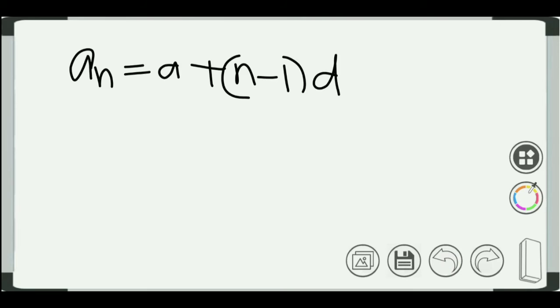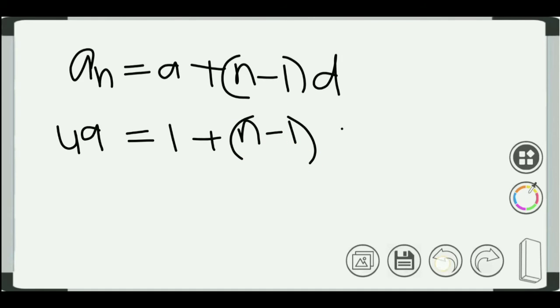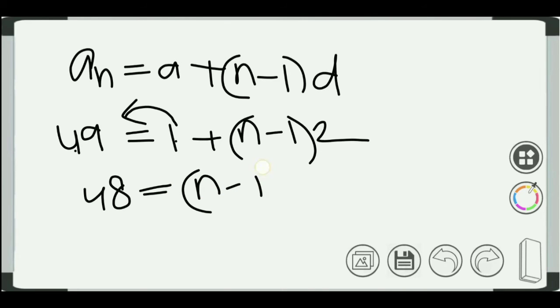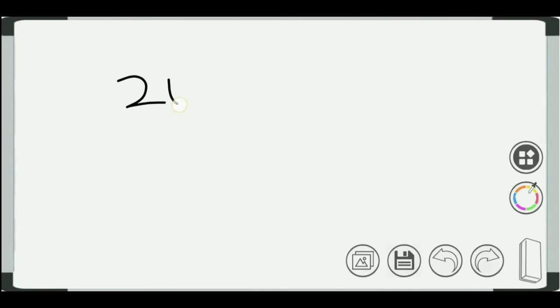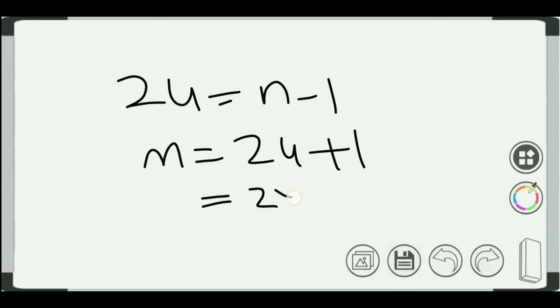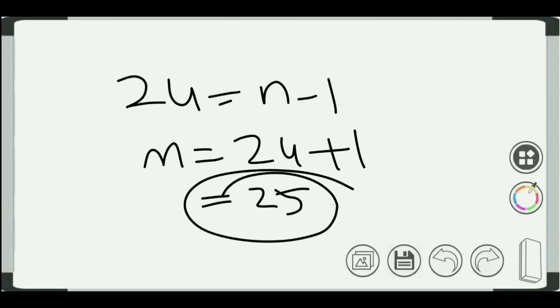An is given in the question. What is an? 49. Last term: 49 = a1 + (n - 1)d. You got d as 2. So I'm taking this 1 this side, so plus 1 will become minus 1. 49 minus 1, 48 = (n - 1) into 2. Now I'm taking this 2 this side, so into 2 will become divided by 2. So 48 divided by 2 is equal to n minus 1. What is 48 divided by 2? 24. So you got 24 = n - 1. Therefore n = 24 + 1 = 25. Now you got the value of n as 25.